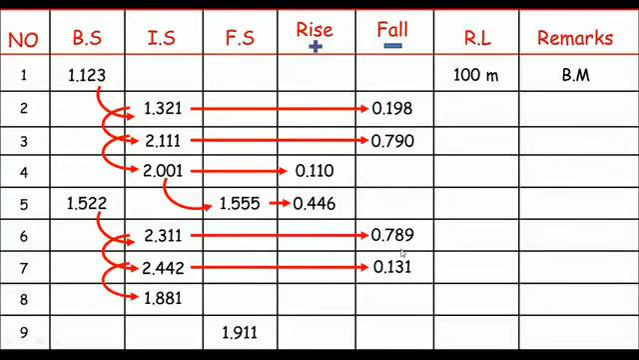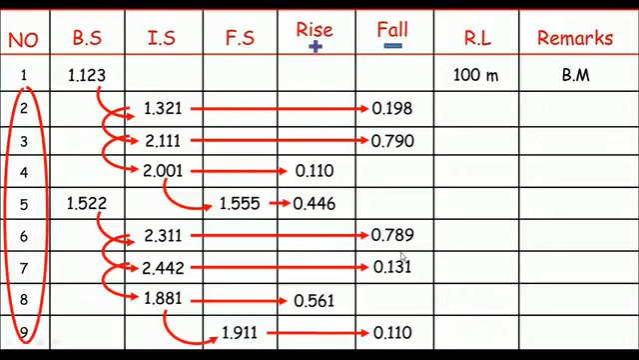And again interside minus interside, like 2.442 minus 1.881 will be of course the rise, because the value is positive, 0.561. And lastly, the interside minus foreside will be rise or fall, like 1.881 minus 1.911. This is of course just a fall, 0.110. Here when we have the rise and fall of each point, then the calculation of reduced level for all these remaining points is quite simple and straightforward.